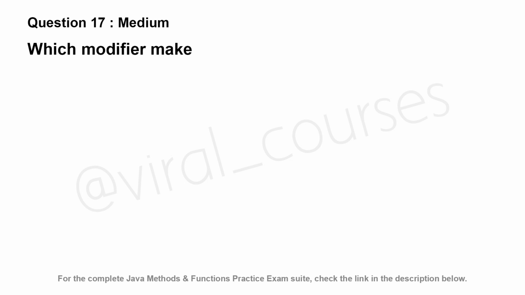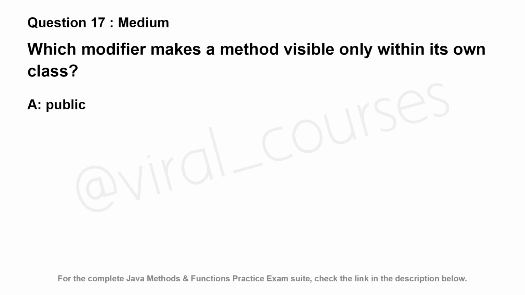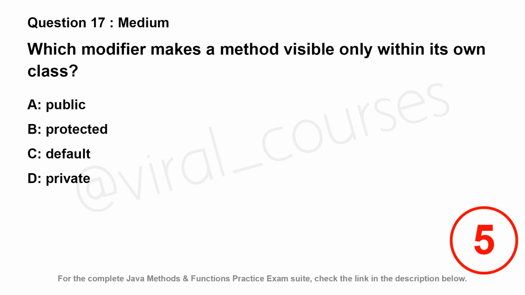Which modifier makes a method visible only within its own class? Option A. Public. Option B. Protected. Option C. Default. Option D. Private.